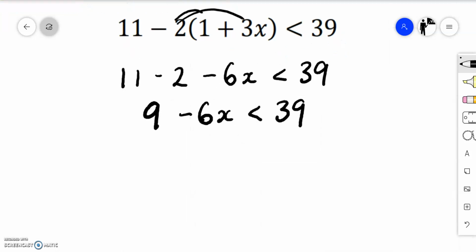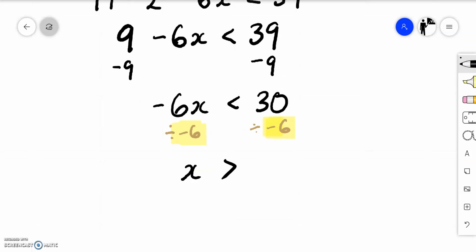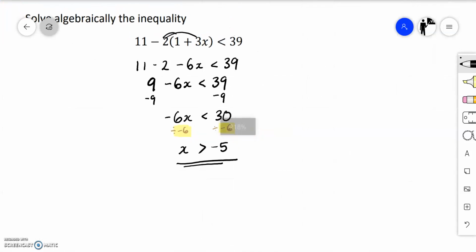So we want to isolate x, so we will subtract 9 from both sides. So we're going to get minus 6x is less than 30. But we want to get x on its own. So what we're going to have to do here is divide throughout by negative 6. And hopefully there's a warning going off, because you can see here that we are dividing by a negative number. So when we divide by a negative number, this inequality switches direction. So we're going to get x is greater than 30 divided by negative 6, which is negative 5. x is greater than negative 5. That's example 1.